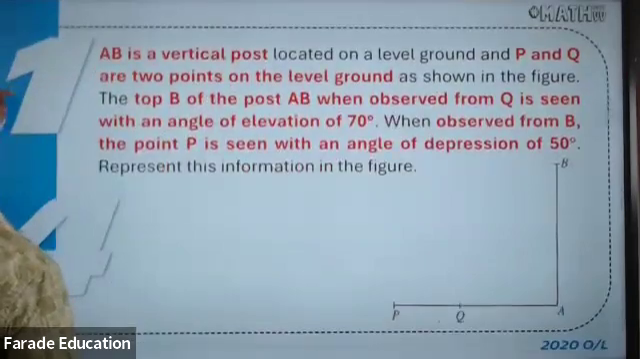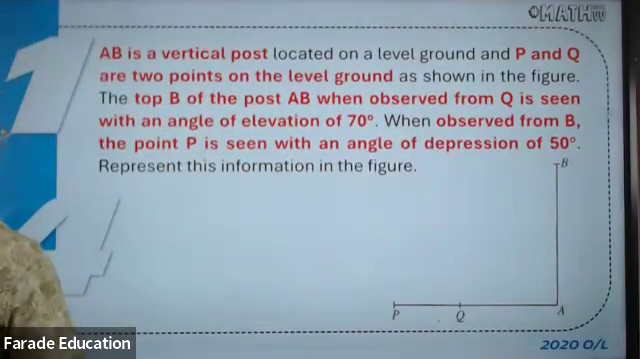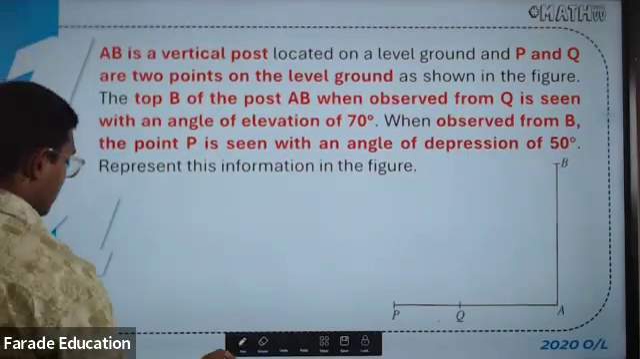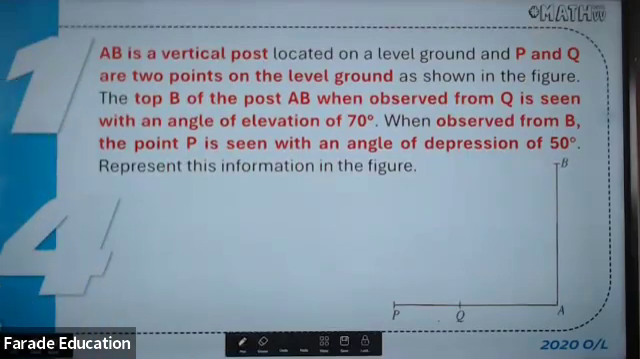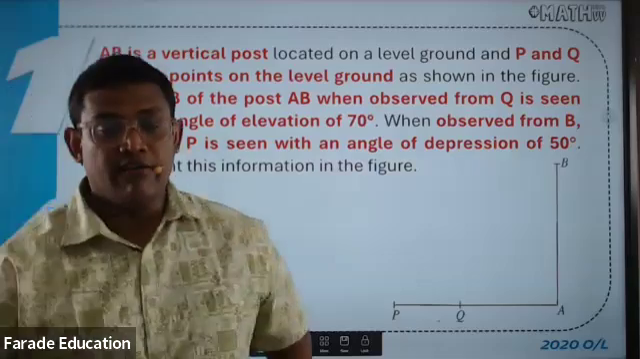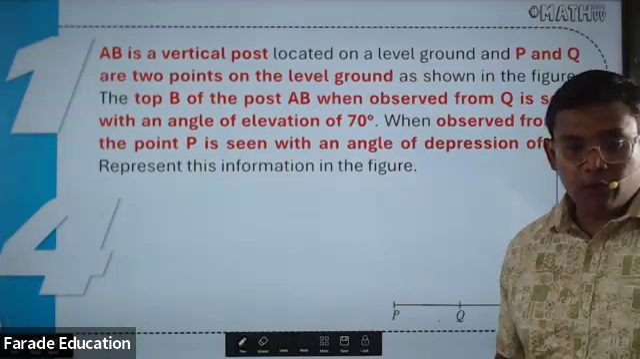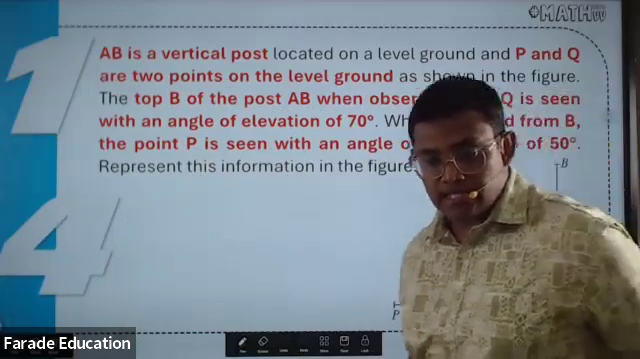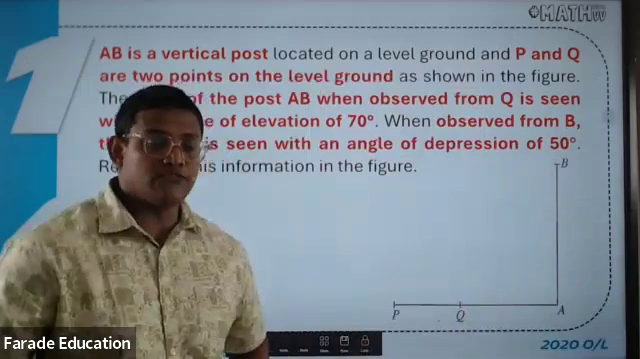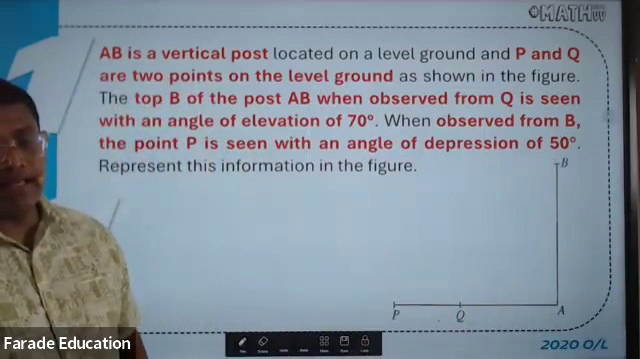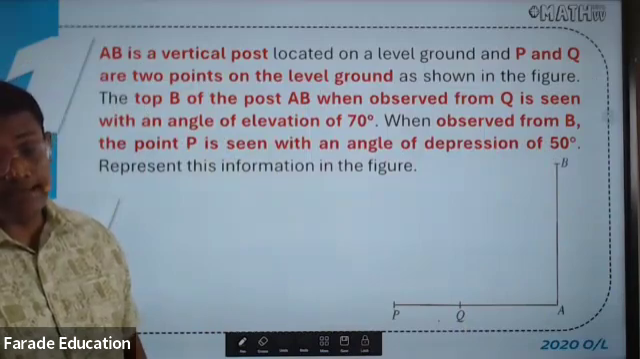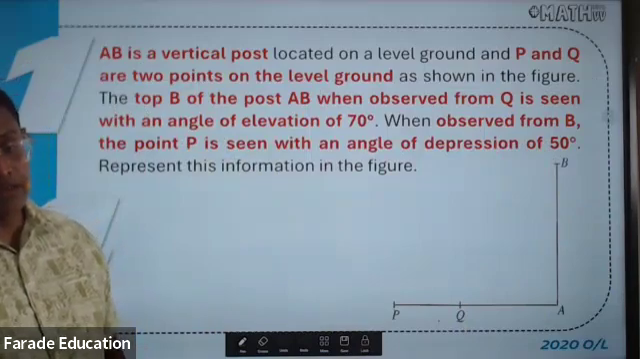Next question. 14th question. The next one. AB is a vertical post located on a level ground, and P and Q are 2 points on the level ground, as shown in the figure. The top B of the post AB, when observed from Q, is seen with an angle of elevation of 70 degrees. When observed from P, the point B is seen with the angle of depression as 50 degrees. Represent this information in the figure.